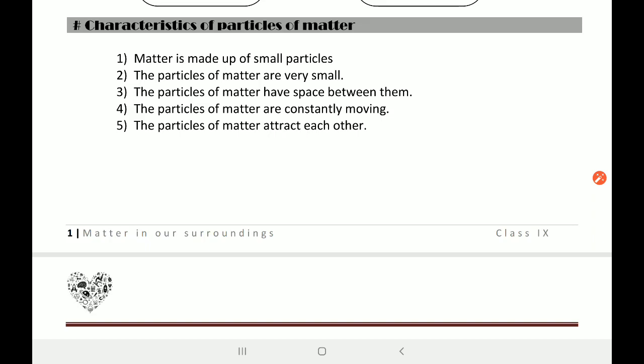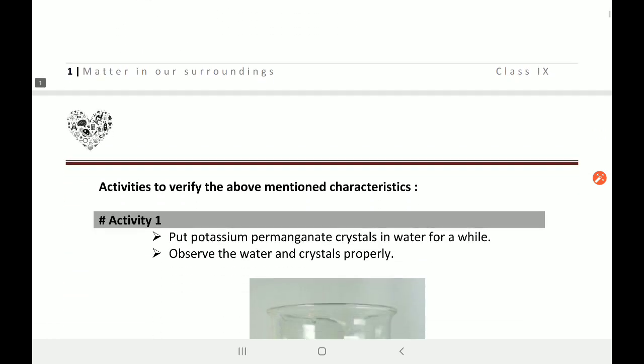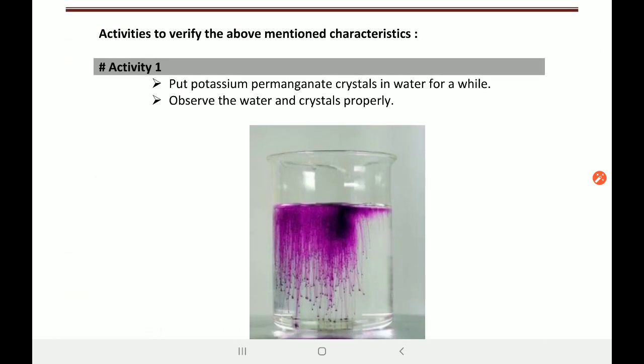And why do they want to be together? Because they have a force of attraction between them. That's a very simple idea. Let's move ahead. So here is activity number 1.